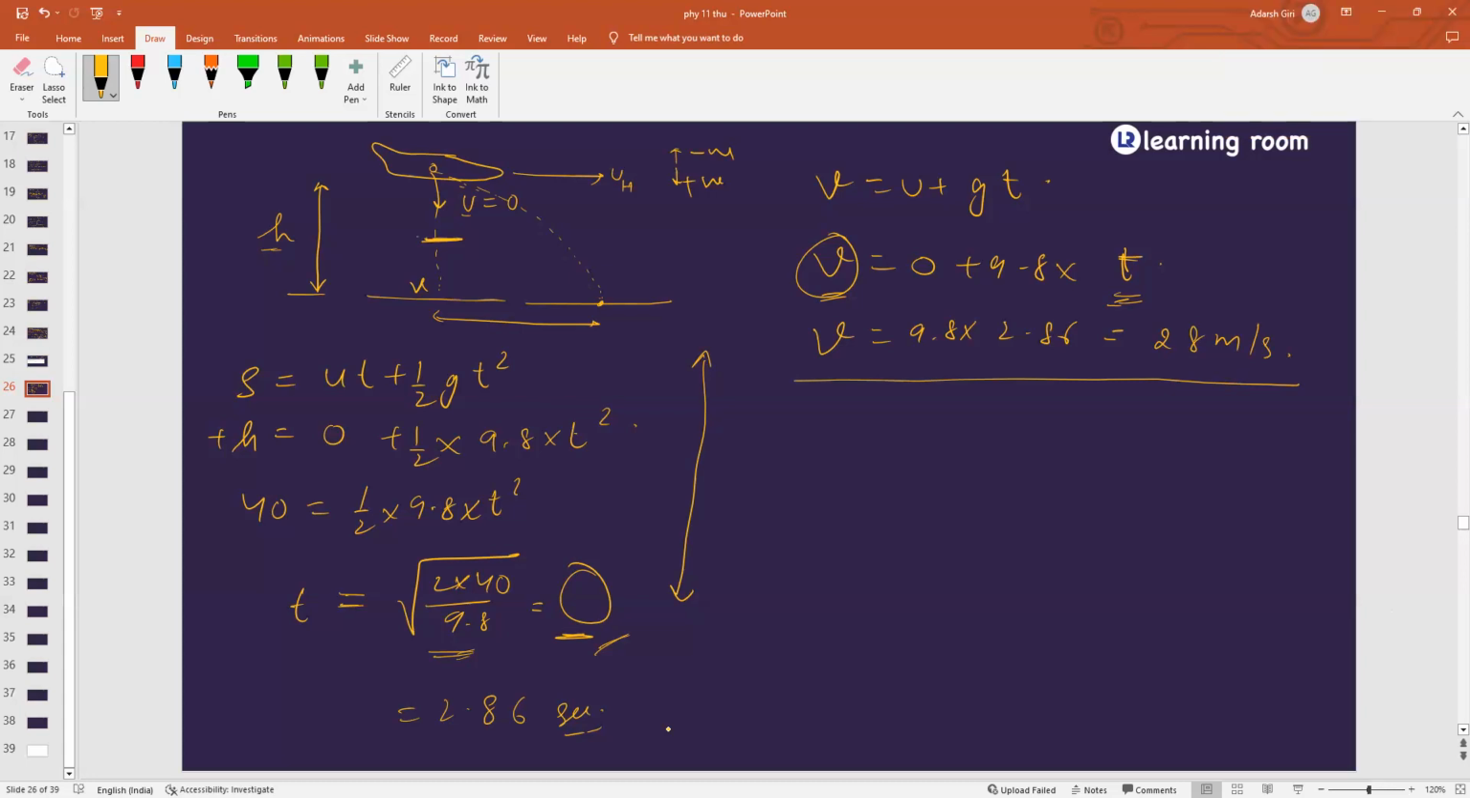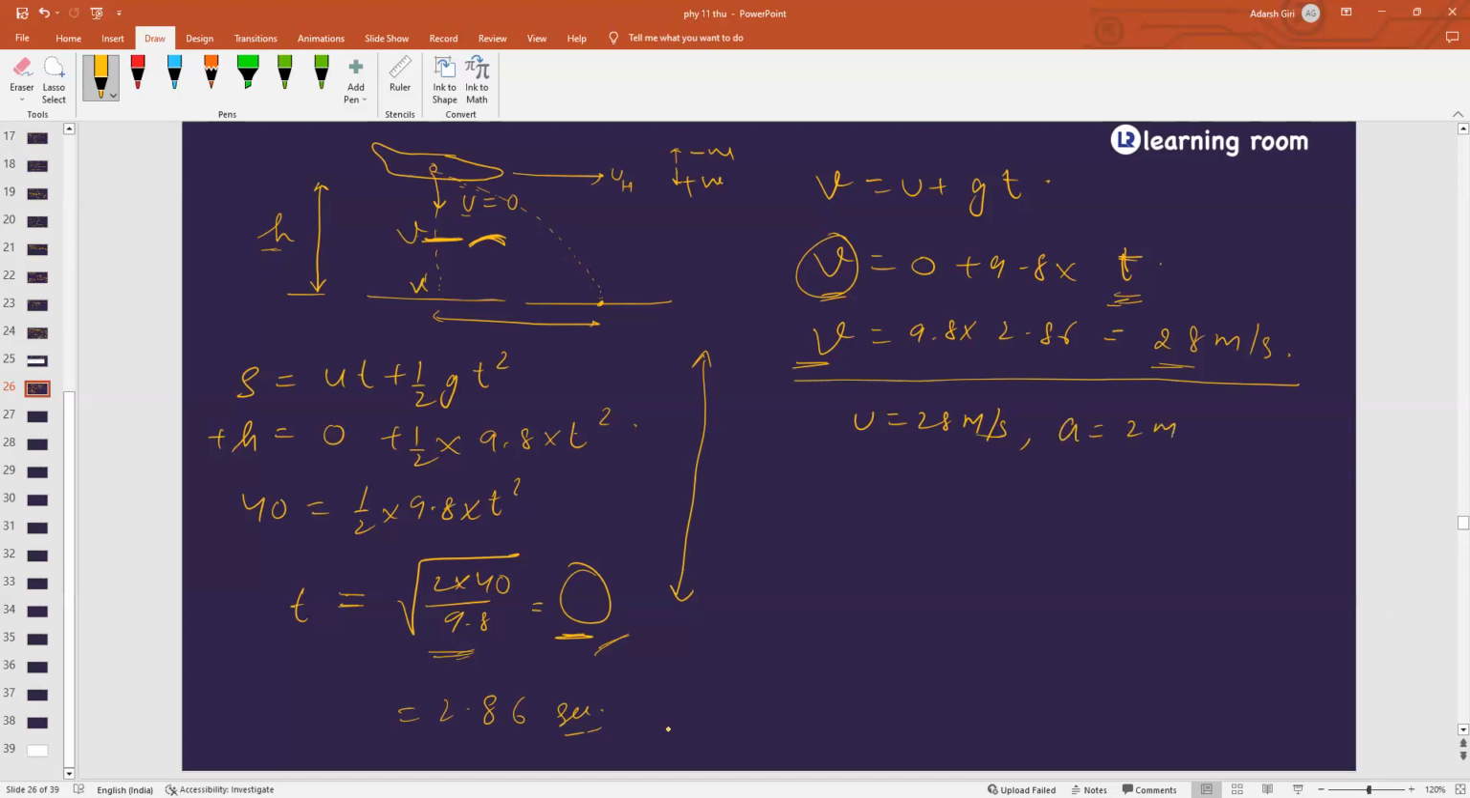After bailing out, like after he opened his parachute. So after he opened his parachute, what happened? His initial velocity was 28 meter per second. This was till he was opening the parachute. So after reaching this velocity, he opened his parachute. So we'll be considering that motion initially to be 28 meter per second.